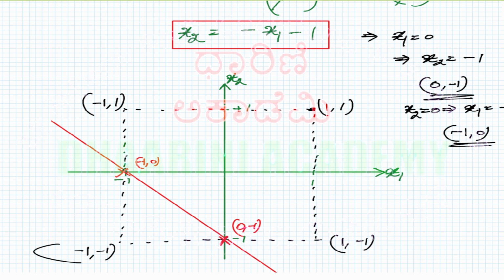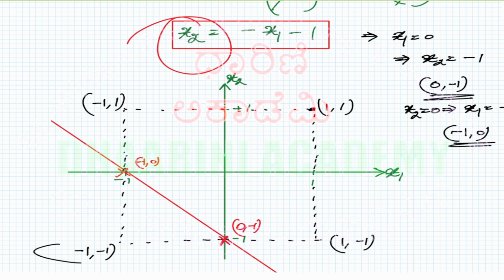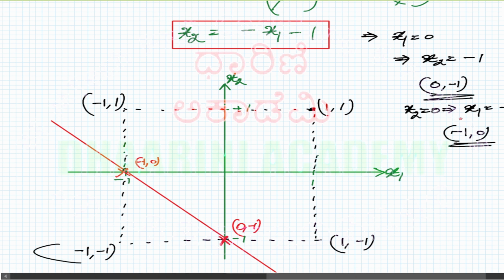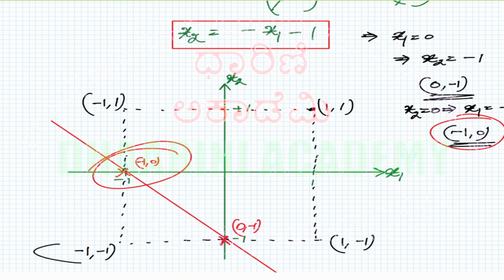We try to put x2 equal to 0. That is, x2 is 0, which means x1 goes to the other side. x1 is equal to minus 1. So that is minus 1 comma 0. We can plot it over here, right? So we got two different points on the straight line, which means we can connect those 2 points by means of a straight line.